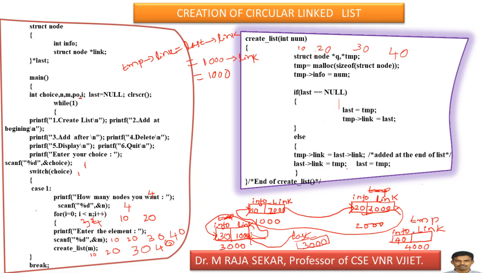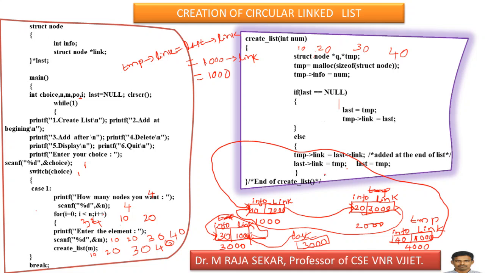Where can I find the first node address? In the existing linked list, in the last node's link field. In the last node link field, I can find the first node address. That's what it says: tmp arrow link equal to last arrow link. Last means 3000, whose link is 1000. Therefore, here I must write 1000. Therefore, automatically it will search for a node whose address is 1000, isn't it?